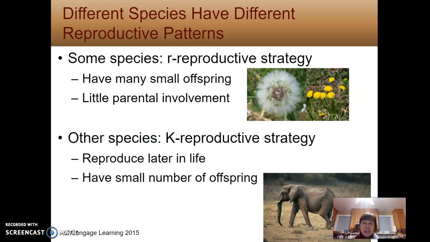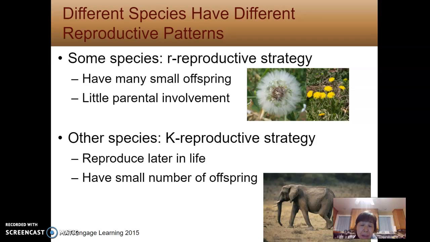And then one part which is not in our book, you need to pay attention to, is reproductive strategy. So roughly we can put them into two categories. Obviously, there are some species in between. Okay, so some species go through the r reproductive strategy. This one is they have many small offspring, and they have little parental involvement or parental care. One example is the dandelions. They produce millions of seeds, and where they go, they don't care.